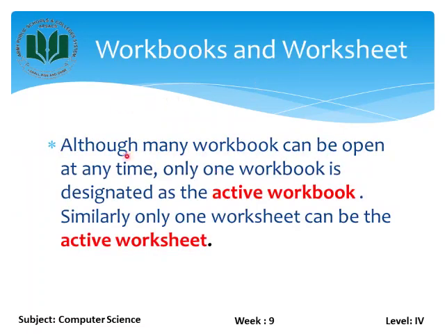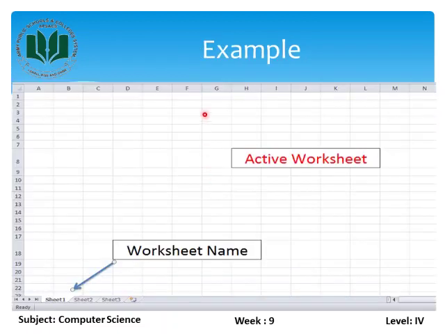Workbook and worksheet. Although many workbooks can be opened at any time, only one workbook is designated as the active workbook. Similarly, only one worksheet can be the active worksheet. In this example, you can see that there are many worksheets, but only one worksheet is the active worksheet. And in this active worksheet, we can write and apply different types of functions or formulas.